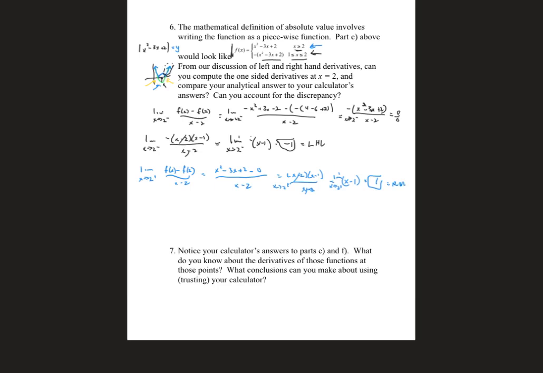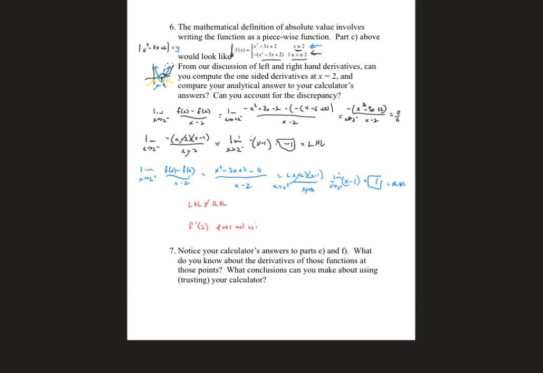So what we're seeing is that our left-hand limit is not the same as our right-hand limit, and therefore the limit does not exist. If the limit doesn't exist, and that was our definition of the derivative, that means that f prime at 2 does not exist.